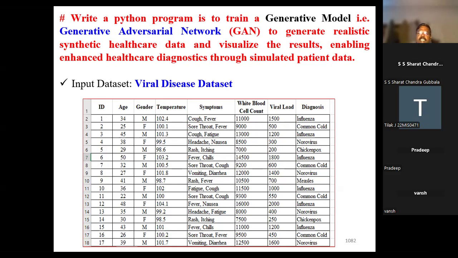This is a synthetic data set I have created with a number of columns like ID, patient age, gender, temperature, symptoms, white blood cell count, viral load, then diagnosis. So up to 20 patients' data I have created. Now I am writing a program.